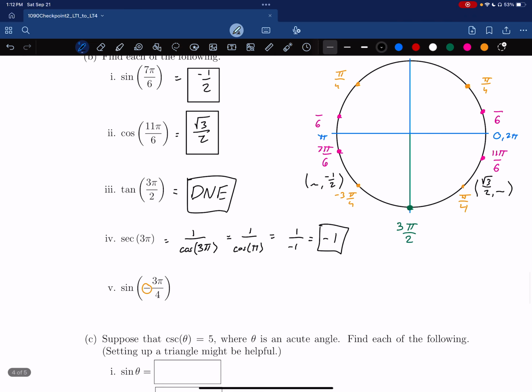And the sine and cosine value will be equal to each other here in the third quadrant, and both values will be negative. So this will be equal to -√2 over 2.